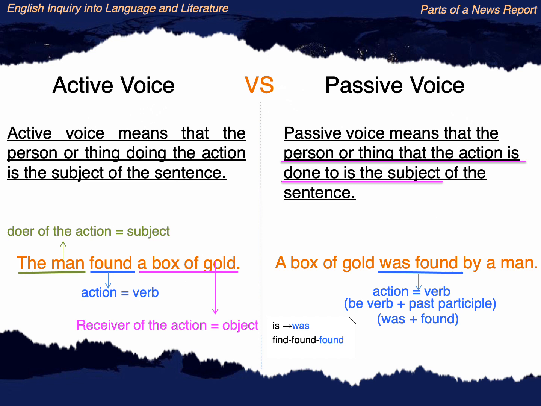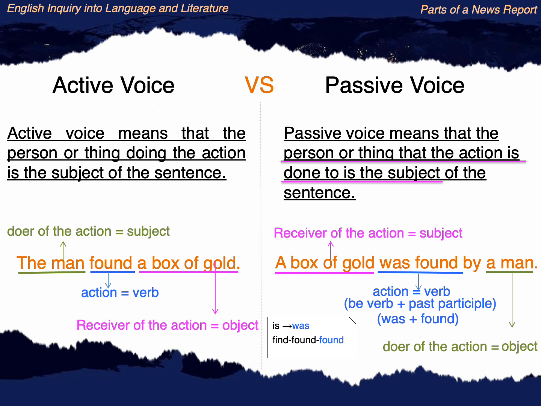Now, who is the doer of the action? Oh, yes, it's the man, a man. So the doer of the action, but wait, the doer of the action, a man, is not in the beginning of the sentence. It's in the last part of the sentence. Okay? If you see here, the person or thing that the action is done to is the subject. So the man is not the subject here. So it's the object. Okay? The doer of the action now is an object here. It's the man. Okay, now, what is the subject then? Yes, the box of gold is the subject, and it is the receiver of the action.